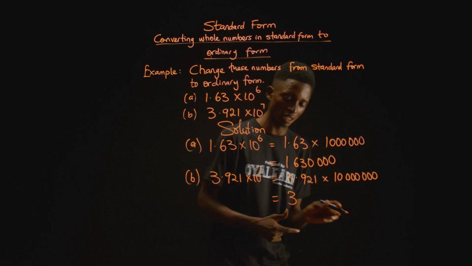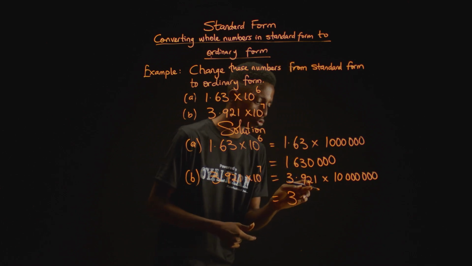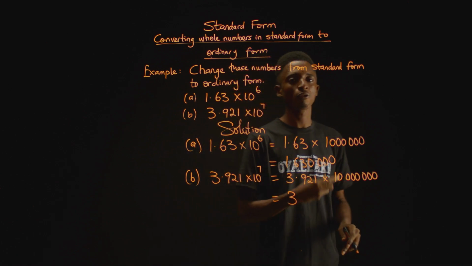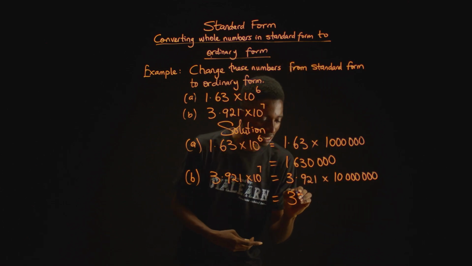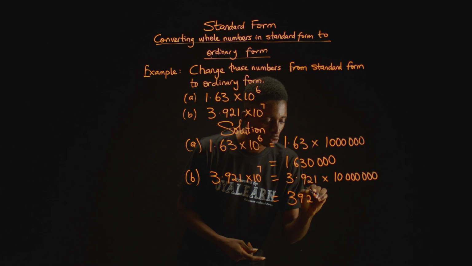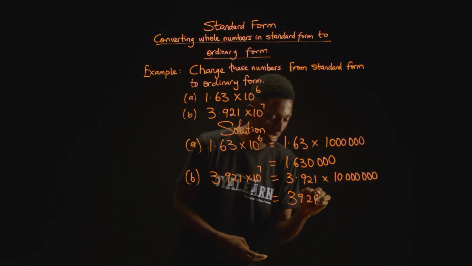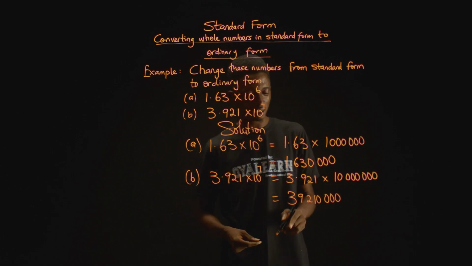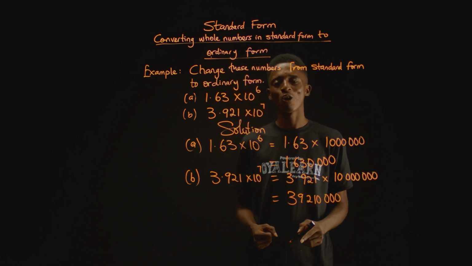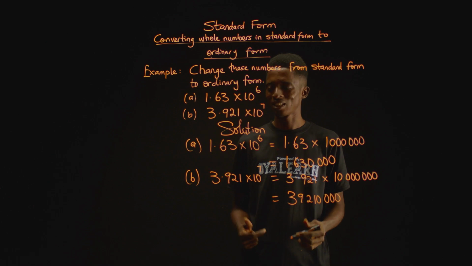Now of that 7 digits, we have 9, 2, 1, leaving us with 4 more digits that we will fill with zeros. So that will be 3, 9, 2, 1. Now 4 more zeros, that's 0, 0, 0, 0. And that will give us 39,210,000. Thank you.